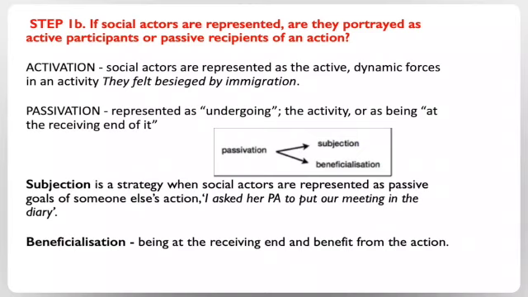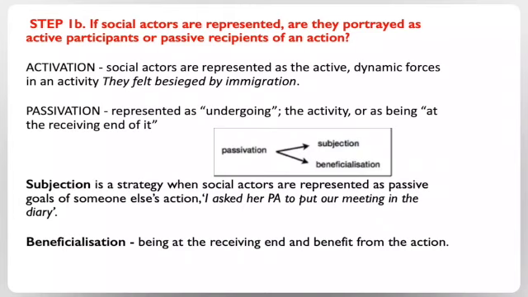So, for example, in this sentence, people felt besieged by immigration. You can see how here immigrants are activated, even though they don't say what immigrants did, but the verb besiege or attack is a very active word. So this group, immigrants, although they're not explicitly mentioned, are still activated because they are represented as an active force.